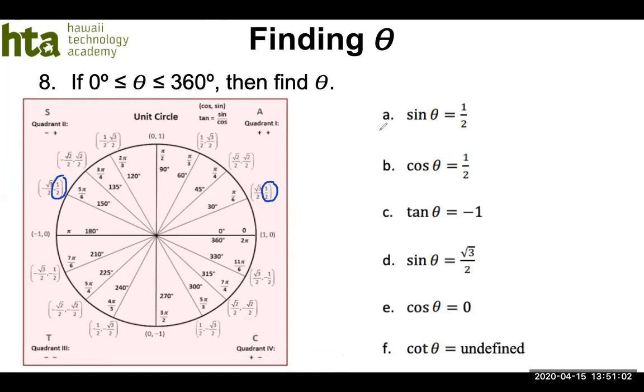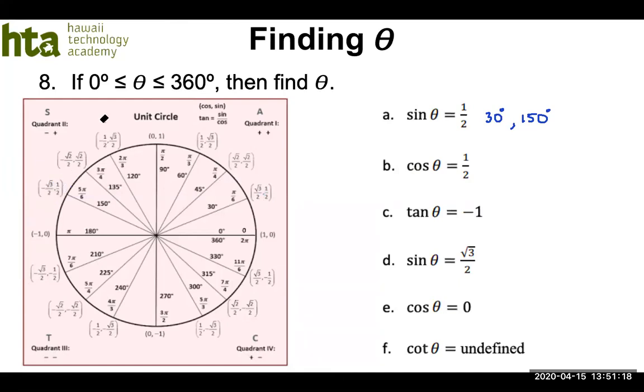So where in degrees is the sine of theta 1/2? One of them was 30 degrees, and the other one was 150 degrees. So that's all I got to write. What degree angle, what is theta, to make sine into 1/2?